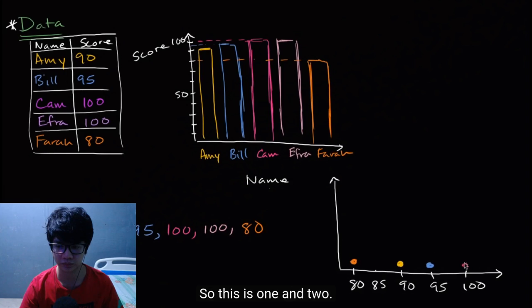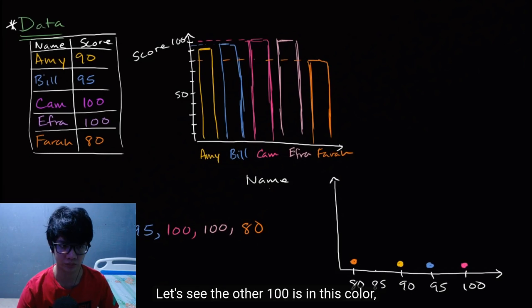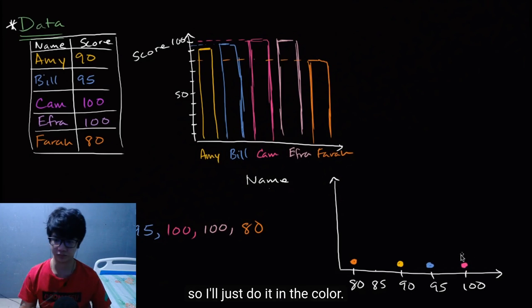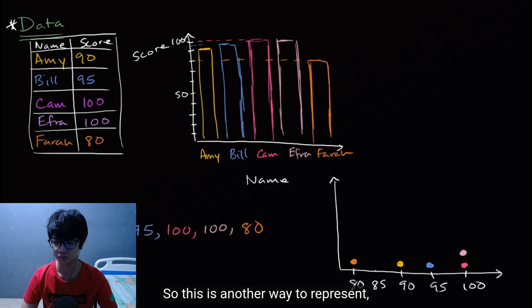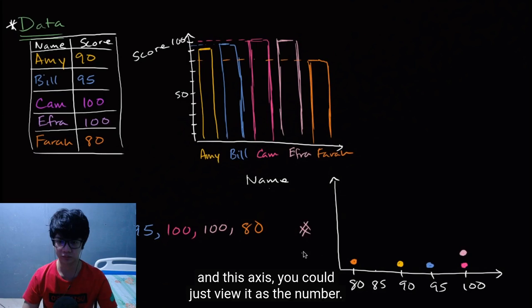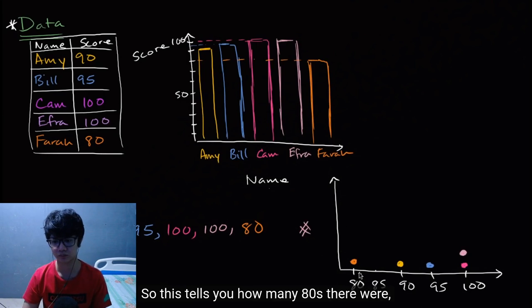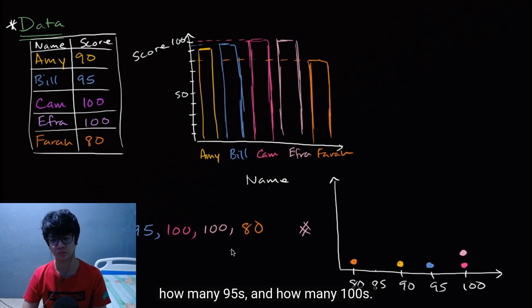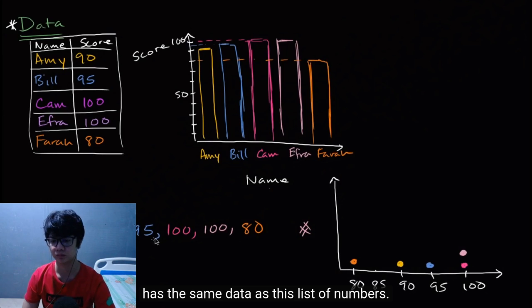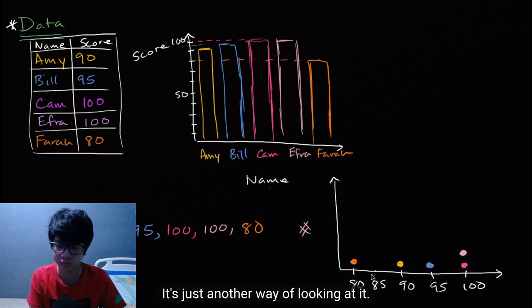So this is 1 and 2. Let's see, the other 100 is in this color, so I'll just do it in the color. You wouldn't necessarily have to color code it like this. So this is another way to represent. And in this axis, you could just view this as the number. So this tells you how many 80s there were, how many 90s there are, how many 95s, and how many 100s. So this, right over here, has the same data as this list of numbers. It's just another way of looking at it.